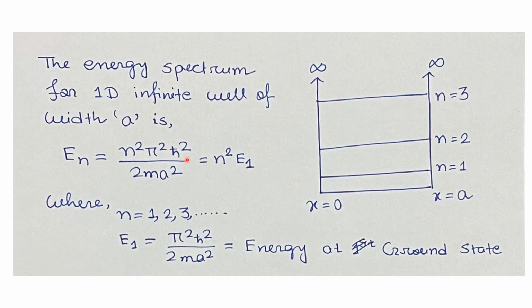ħ is the reduced Planck constant. m is the mass of the particle in that potential well. a is the width of the infinite potential well. Now, if you put n equals 1, then the energy for the ground state, that is the first energy level, is given by π² ħ² by 2 m a². So we can write the expression for the nth energy level as n² multiplied with E1.